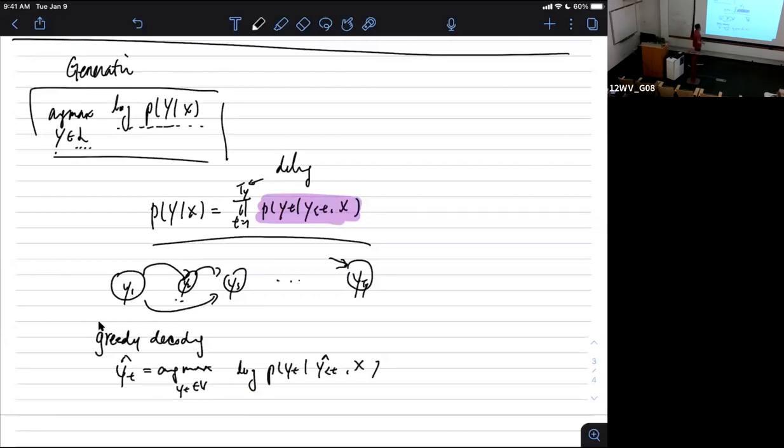Unfortunately, it turned out that the sequence we get out of this does not necessarily maximize the log conditional probability of y given x. So why is that the case? The reason is precisely what we discussed about the lack of independence assumptions.